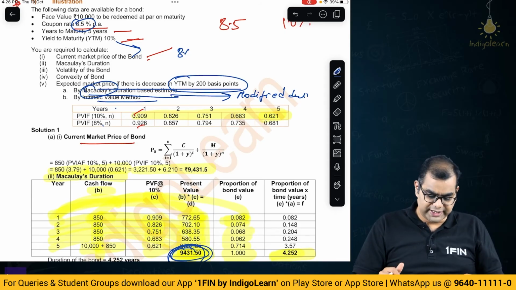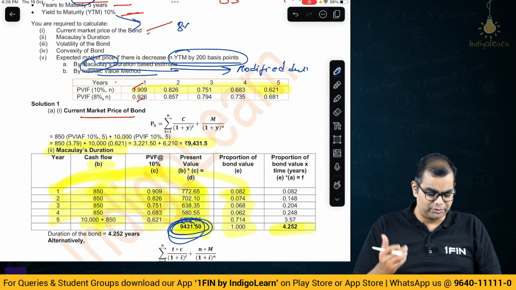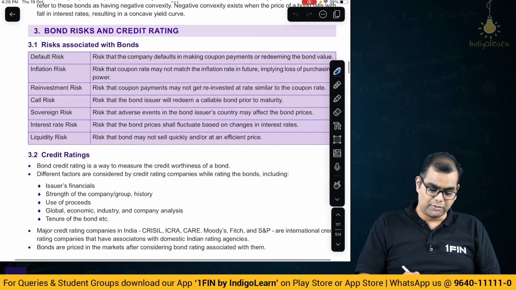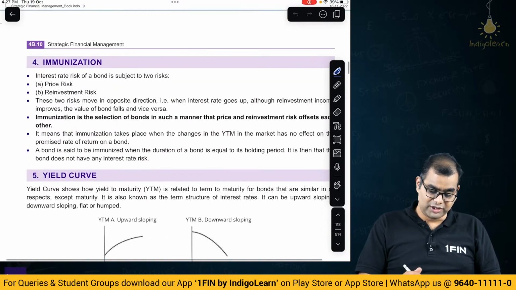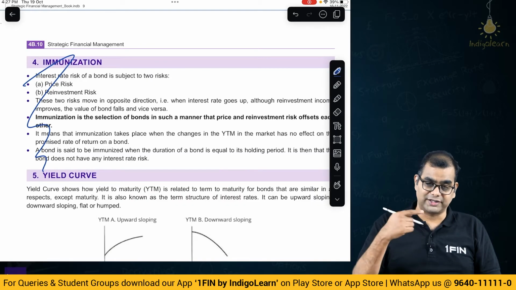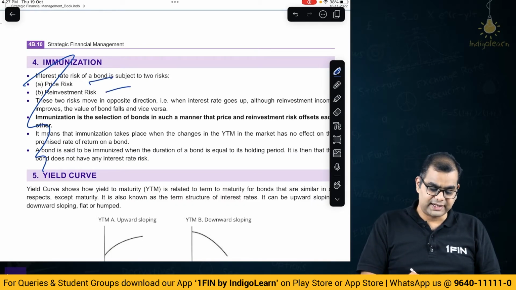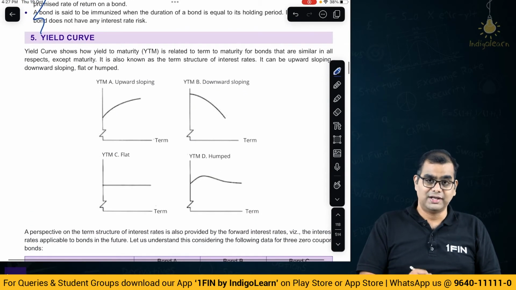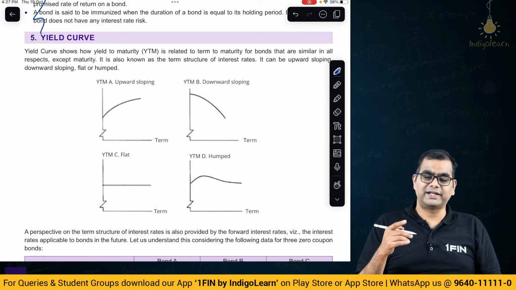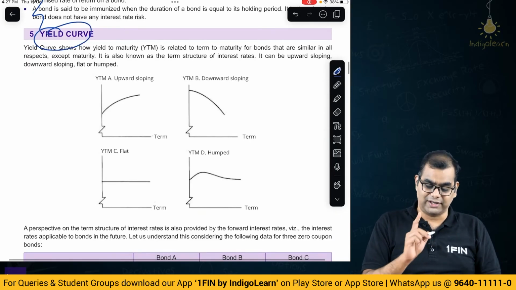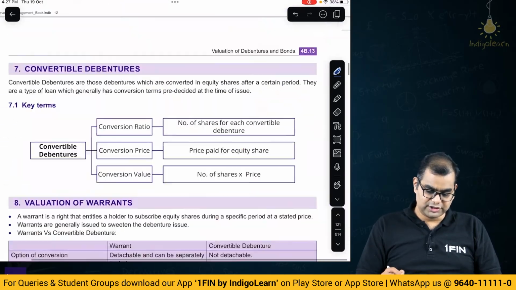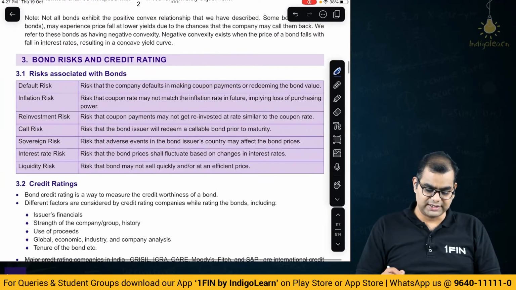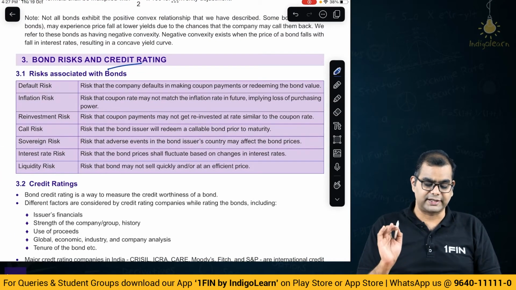Okay, now let us move to the next aspect in this particular chapter. We have completed most of the major things. Let us look at the other aspects. All these we have discussed: bond risks and credit ratings, immunization. Immunization, I have already explained this to you well before, because it was making more sense there. Price risk and reinvestment risk, both the risks you are trying to counter. Then you have something called the yield curve. Please note, I have told you that the curve depicting the price-yield relationship is very different from a yield curve. I wanted you to note that. Then term structure theories and valuation of debentures and warrants. So let us look at the next aspect, which is bonds, risks and credit ratings.